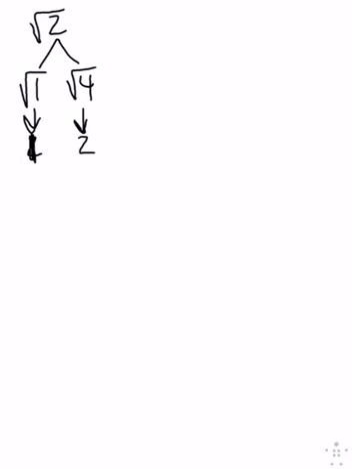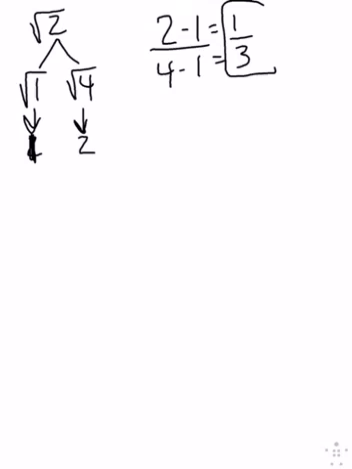So, for number 19, the square root of 2, we already did the first part and broke it down into the square root of 1 and the square root of 4, which is 1 and 2. Then I set up my fraction. 2 minus 1 is 1, over 4 minus 1, which is 3. My fraction is 1/3. My answer is 1 and 1/3.